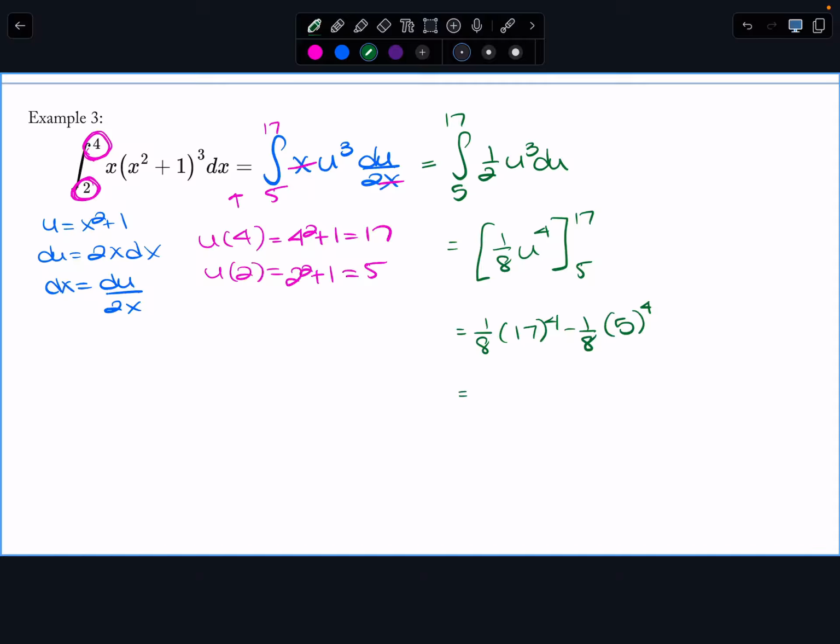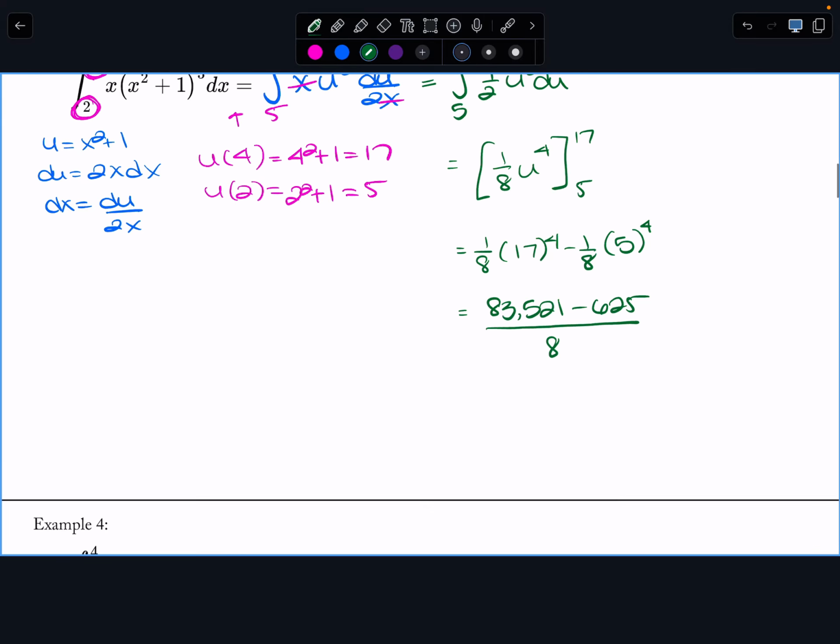So I have 83,521 minus 625. I can do that one in my head. All divided by 8. So I get 82,896 divided by 8, which actually goes in evenly. And it's 10,362.